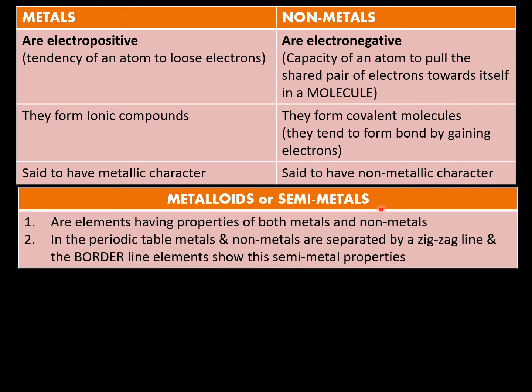Metalloids or semimetals are elements which have the properties of both metals and non-metals. We can see the presence of these semimetals near the zigzag line which separates metals from non-metals in the periodic table.